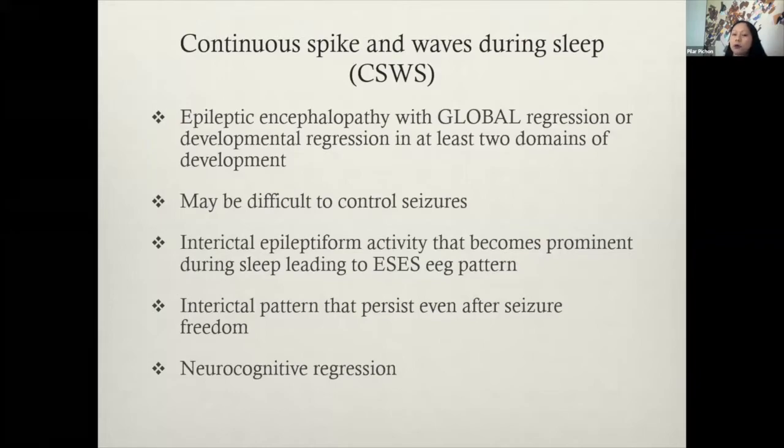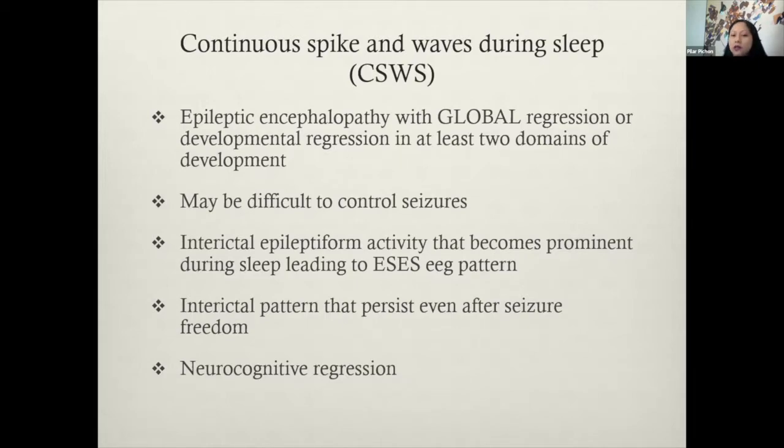And interictal epileptiform activity, that means the epileptiform abnormalities on the EEG in between seizures, become more prominent during sleep. They will occupy 20% of what we call the epoch, let's say for 20 minutes, and then they'll occupy 50% and then 85% the longer they go into non-REM sleep. And this interictal pattern may persist even after their clinical seizures stop, because sometimes these children do have clinical seizures during the day as well.